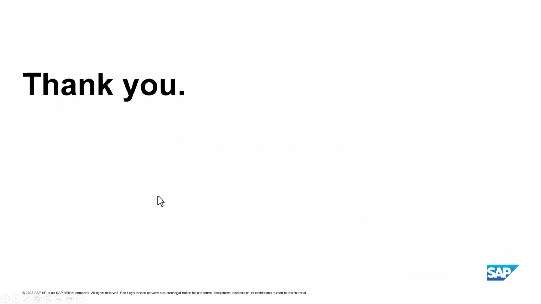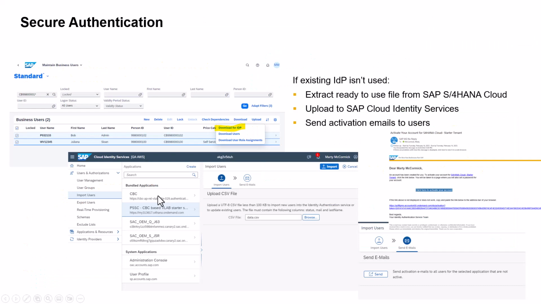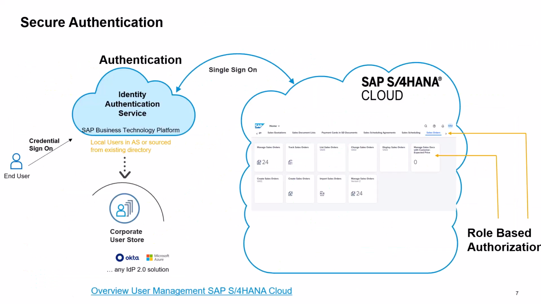To wrap everything up, maybe I'll just drill back to this slide one more time. Within the S4HANA Cloud solution, we have the concept of a business user, and those business users are created in three ways. The first is automated, using a delivered integration such as with SuccessFactors or Workday, or a custom integration. The second way is via batch upload, and the third way is manual creation.